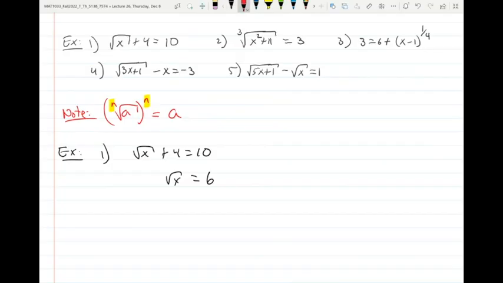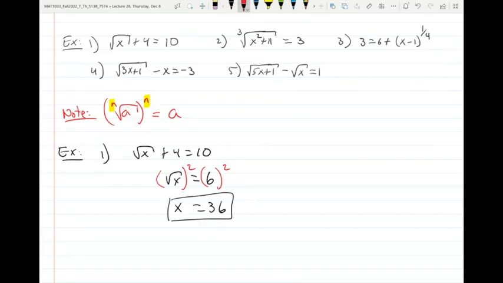So what we can do is we square both sides. Okay? Because the two things are equal. When you square it, it's still equal. And now the left becomes x because the square cancels the square root, and the right becomes 36. Okay? And you can easily see that if you put 36 here, square root of 36 is 6 plus 4 is 10. So very good.